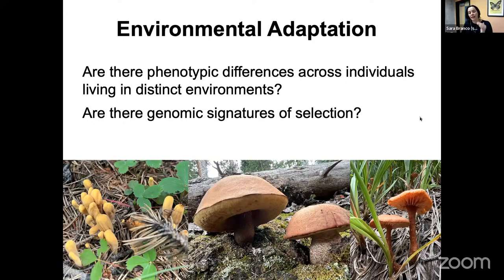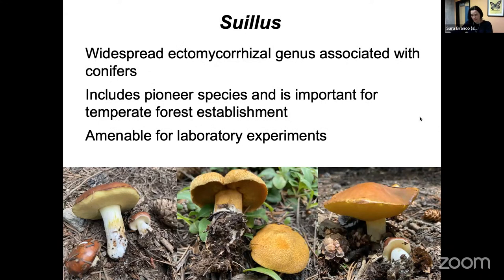And this is when I switched to focus on single species studies. And when I became a postdoc at the University of California in Berkeley, I picked the genus Suillus to study. And the reason for that is that it's a very abundant genus that associates with conifers, and it includes pioneer species being very important for the establishment of temperate forests. And more important than that, it's easy to find because with the fruits, it's all over. And it's very amenable for laboratory experiments, as just mentioned.